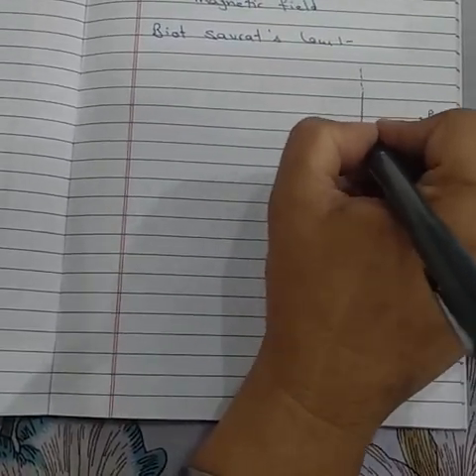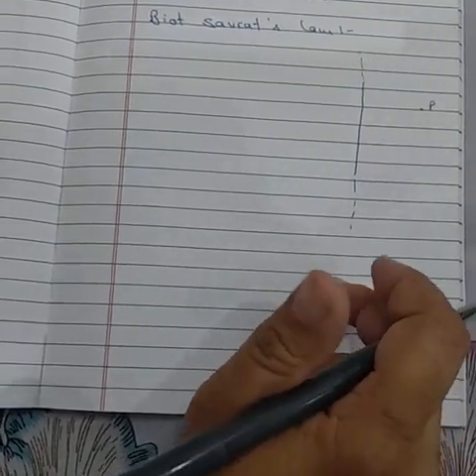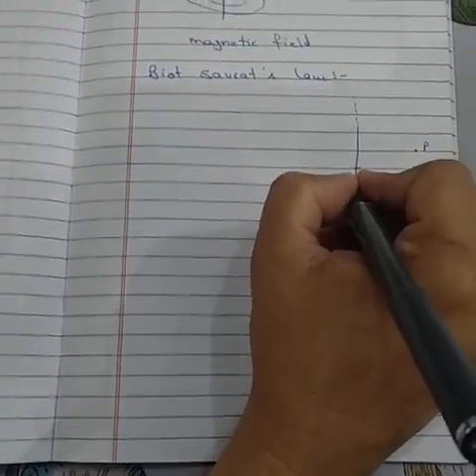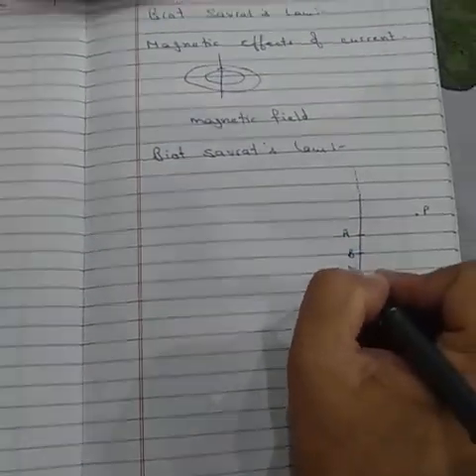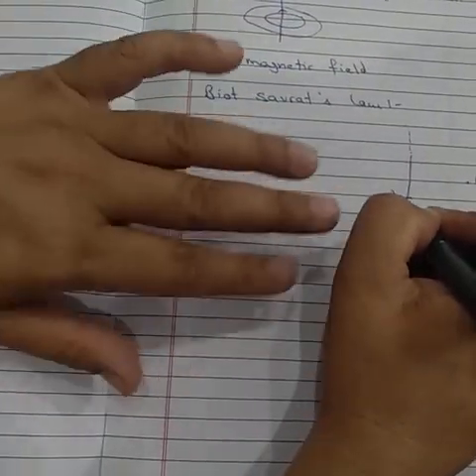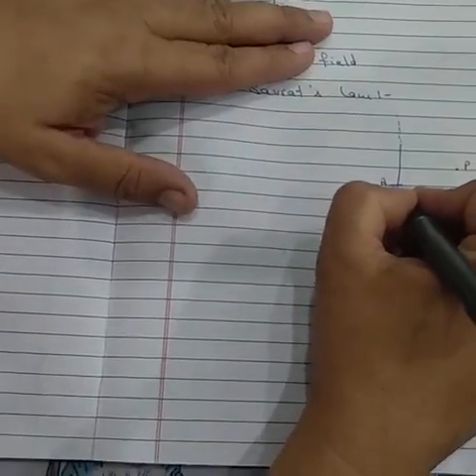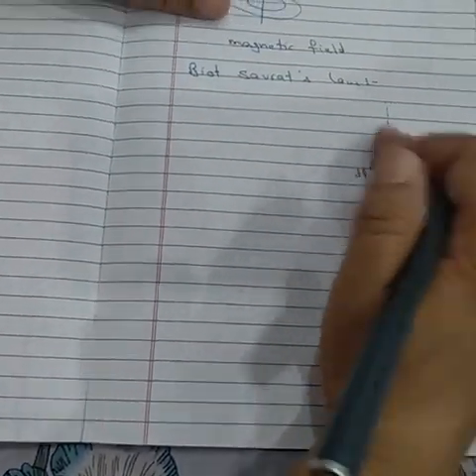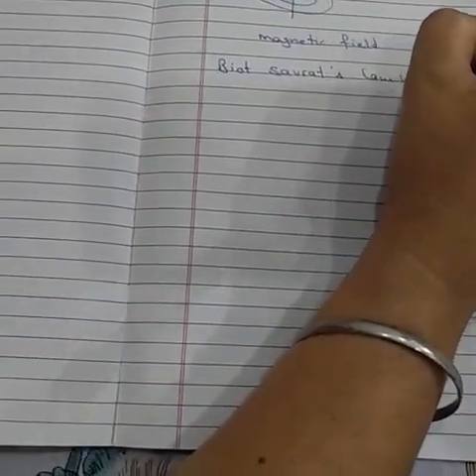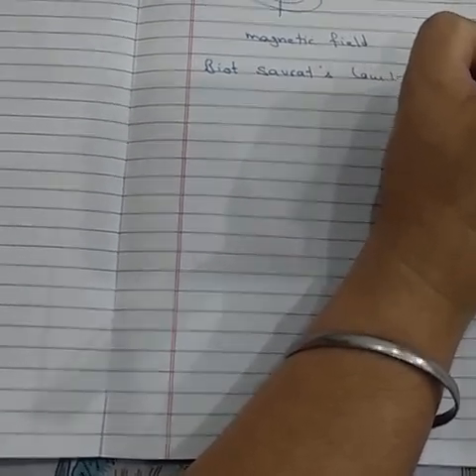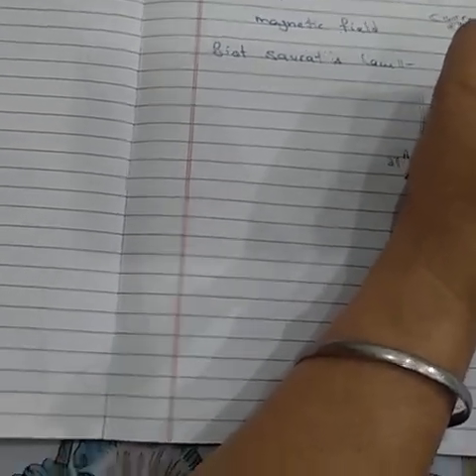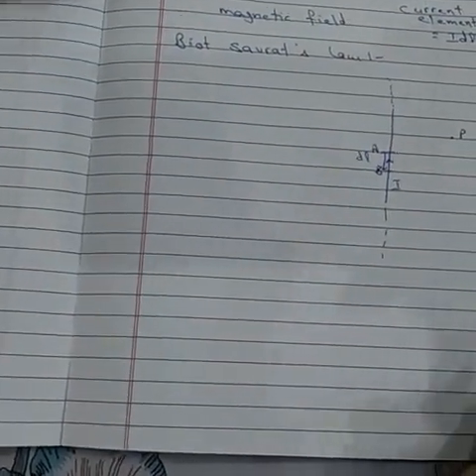Suppose we have to find the magnetic field due to this infinite conductor. Firstly, we will find the magnetic field due to a small part, let us say AB, having a length dl. Current I flows through this conductor. Then there is a term called current element: when current I flows through a length dl, the term I dl is called the current element.